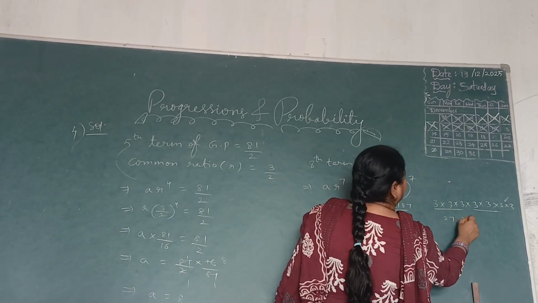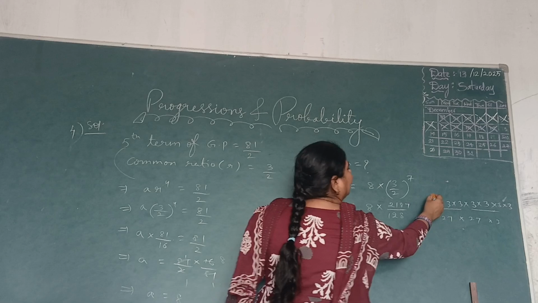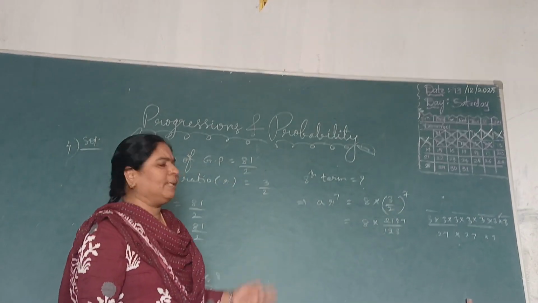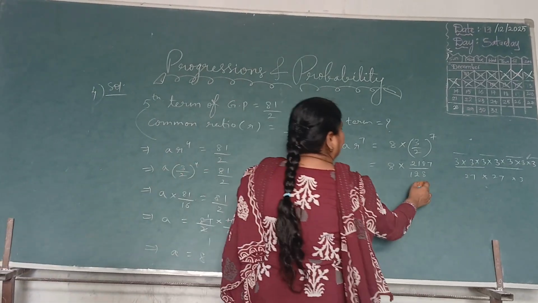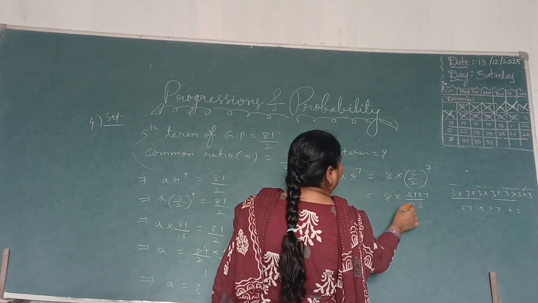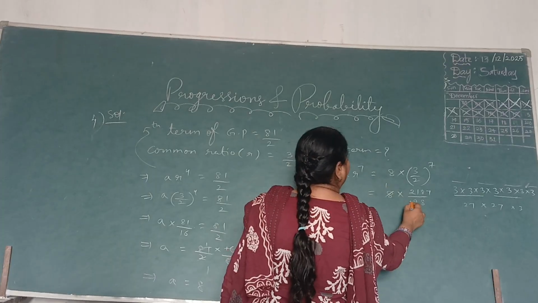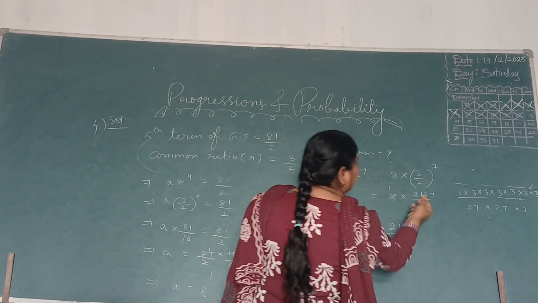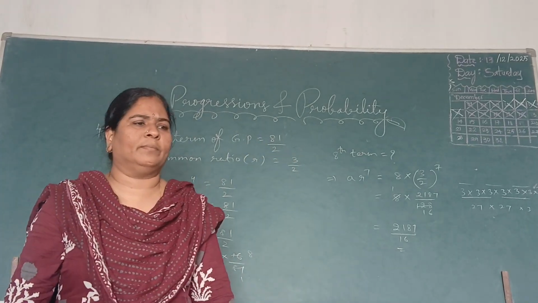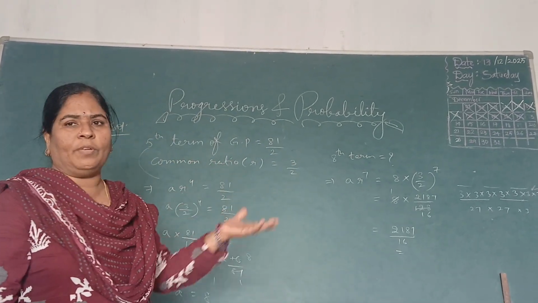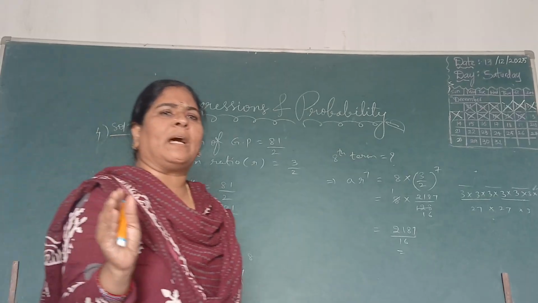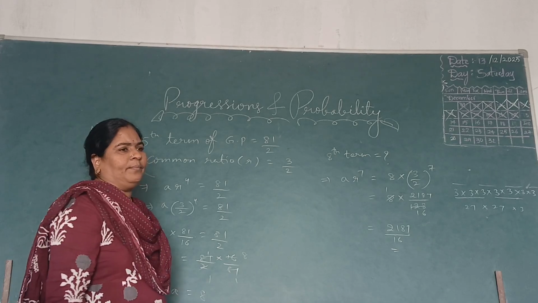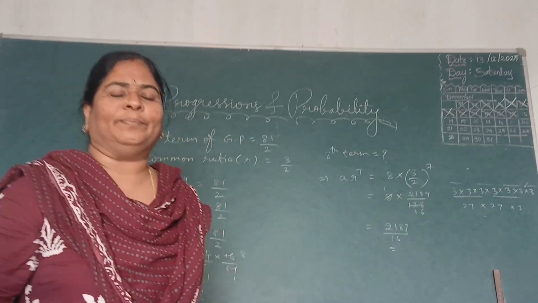Here you can take 27 into 27 into 3, or you can take 9 into 9 into 9 into 3. Like that also you can do. You will be getting 2187 by 128. Will it be divisible by 8? Yes, madam. So 2187 by 128, because they both will not be divisible by the same number. As they asked, the 8th term we have found. Whatever term is asked, it is very easy to find out as we know the common ratio and first term. Next question we will discuss.